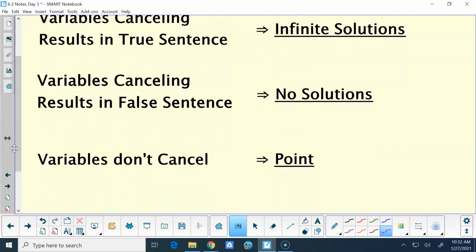And if your variables don't cancel out, then we have a point. Just like the video for you. Okay? Going forward now, you have 2 more problems on the front side of this week's worksheet that you can do. And this time I would use elimination. On the front side, there are 4 homework problems. Do 2 by elimination and do 2 by substitution.